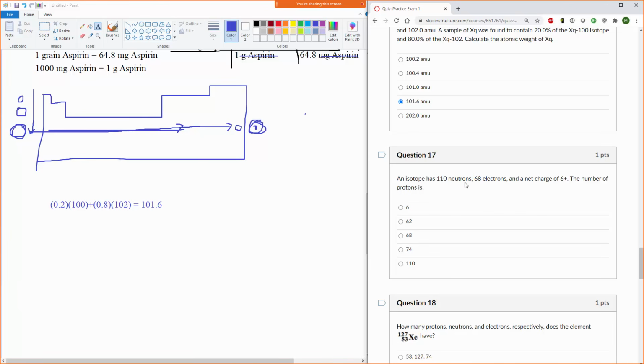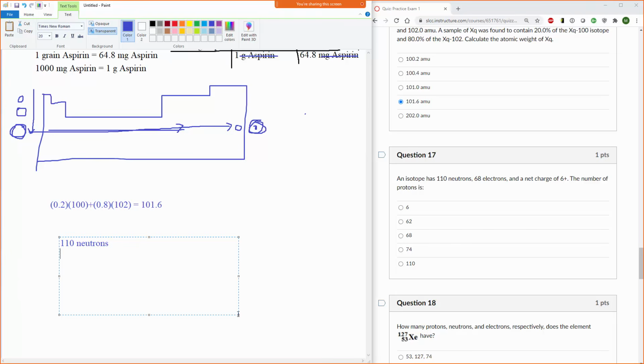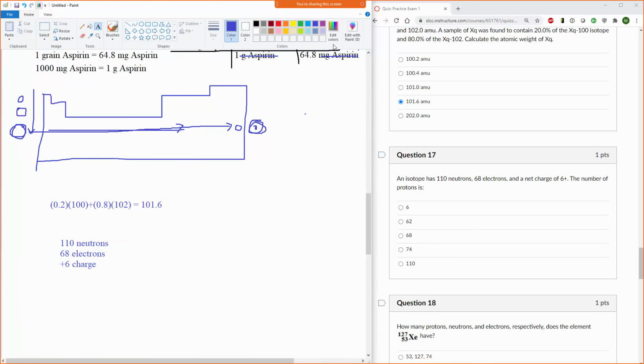Number 17. If an isotope has 110 neutrons and 68 electrons and a net charge of +6, then how many protons does it have? And everybody says 74. How do you know? David says, I take 68 and I add 6. What about the 110?